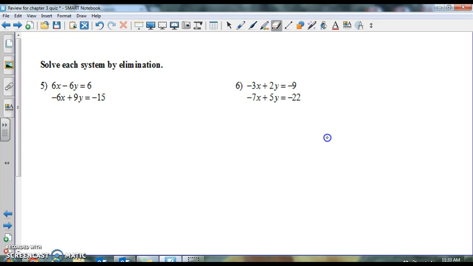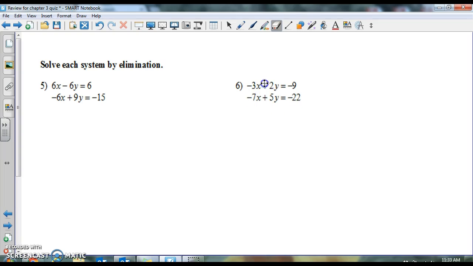Okay? So elimination is the next one. This is where you try to multiply in order to get them to add straight down, so something eliminates. For number 5, add straight down, something will cancel. Number 6, though, this is where you need to multiply the top and the bottom by a number in order to get them to cancel.